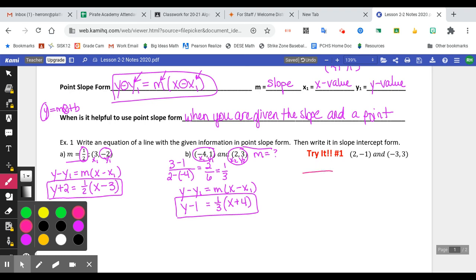So we're going to find the slope first. 3 minus negative 1, and then -3 minus 2 on the bottom. This is addition, so I've got 4 here and -5 here for my slope. Then again, I can plug in either point that I want, so I'm just going to use the first one, which is what I normally do. So y plus 1, because this is a negative, equals -4/5 times x minus 2.